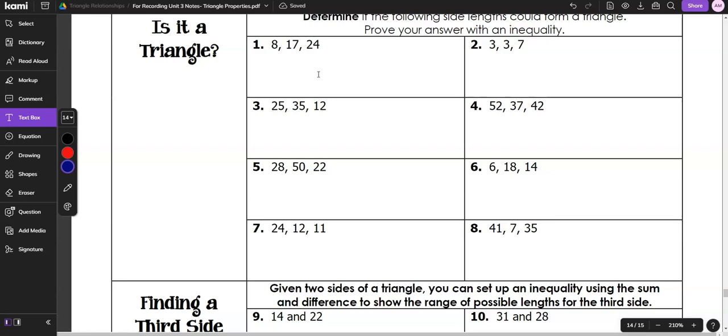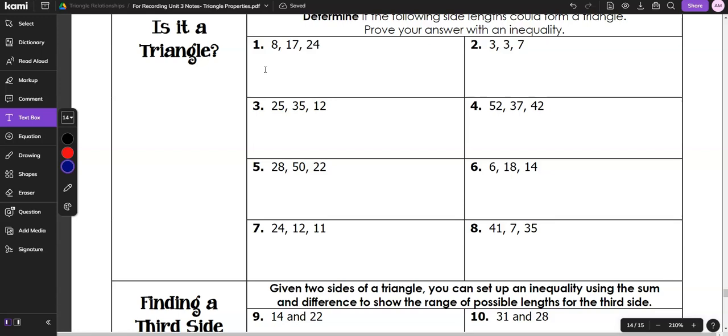So what we're going to do right now is look at some examples and determine if the three sides given to us could form a triangle. You might be wondering when we're going to use this. Mostly we're going to use this to verify that our answers make sense.